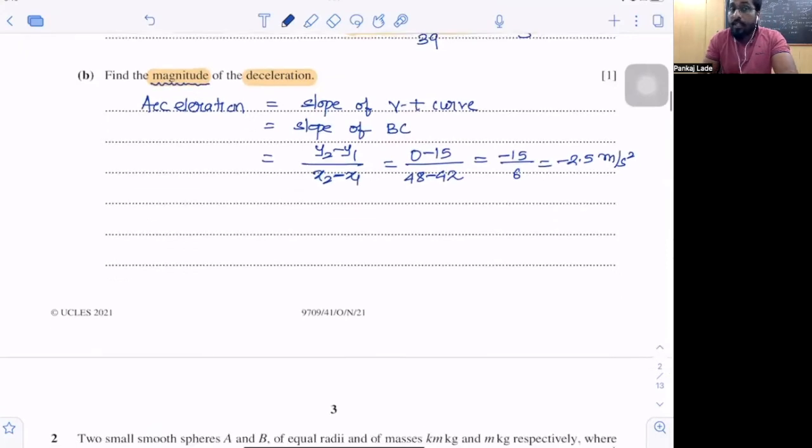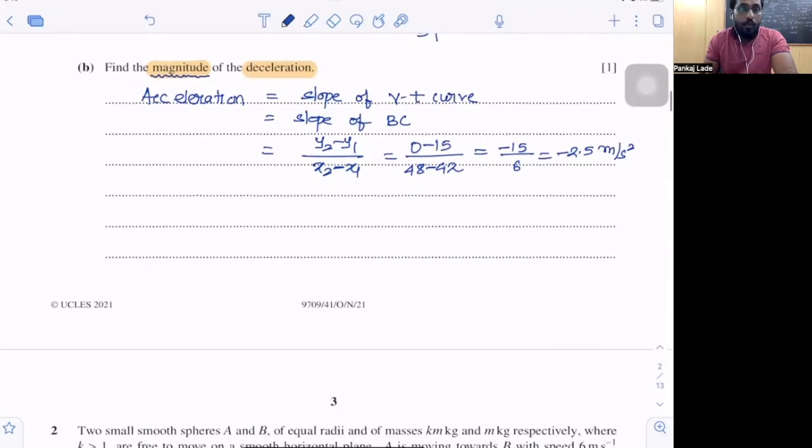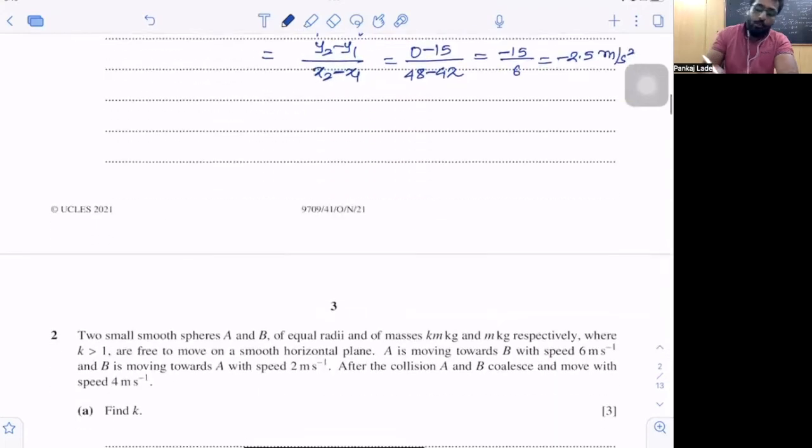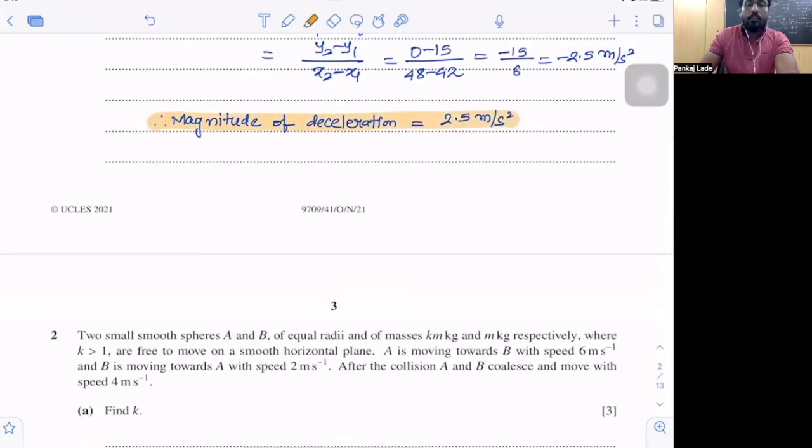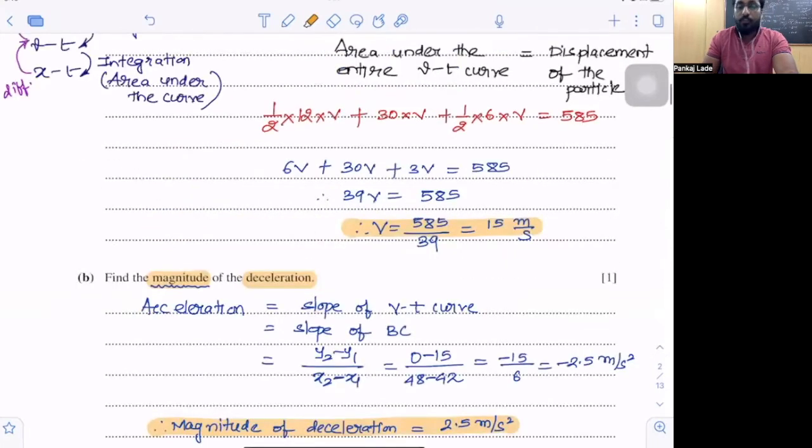Okay, so marks will get deducted if you do not write the magnitude. Acceleration is absolutely correct, but then you want to just write the magnitude. So therefore, magnitude of deceleration is how much? 2.5 meter per second square. That's your answer. Okay, so that has fetched you another 1 mark.